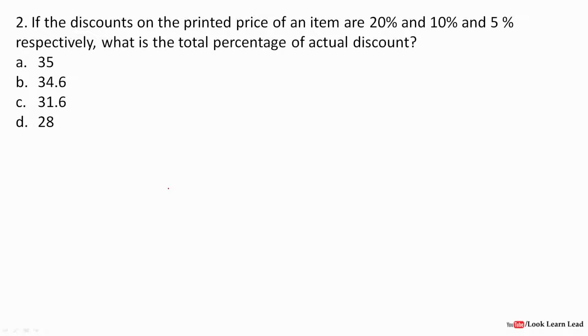If the discounts on the printed price of an item, so printed price here means the mark price. So the printed price of an item is given, and see, here we have 3 discounts, that is we have X, we have Y and we have Z.